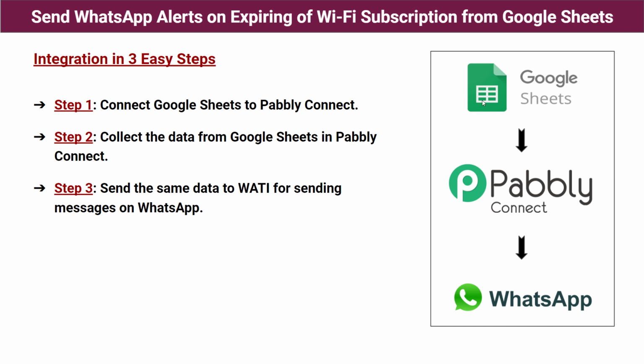We have the database of the customers in Google Sheets. We are going to make sure that the data of those customers is available in Pabbly Connect. Now we have step 3, send the same data to Wv for sending the messages on WhatsApp. Simply put, we are going to use a software called Wv to send the messages on WhatsApp. It's awesome, it's easy. Let me show you how it's done.